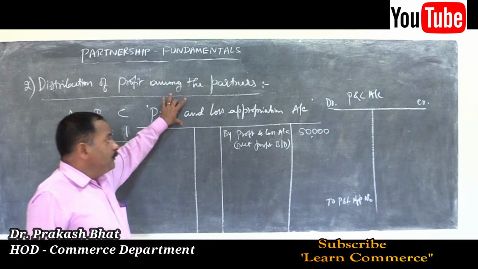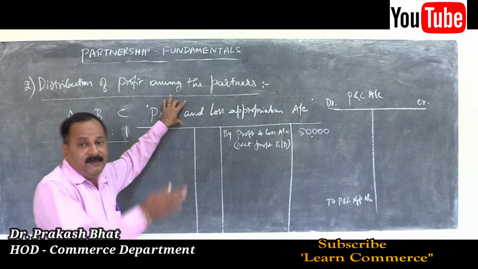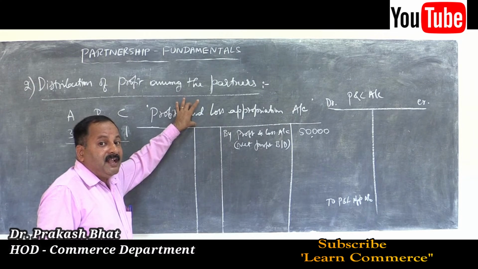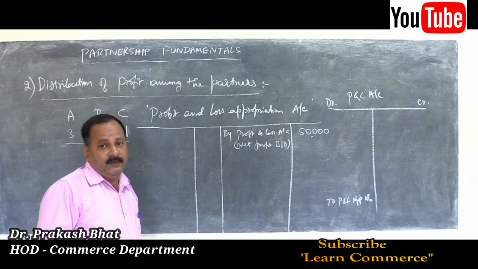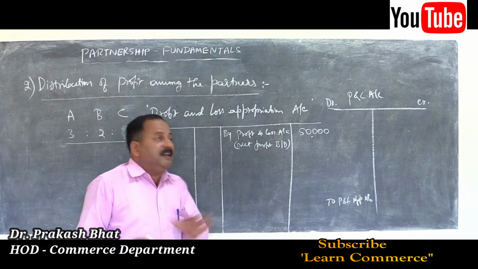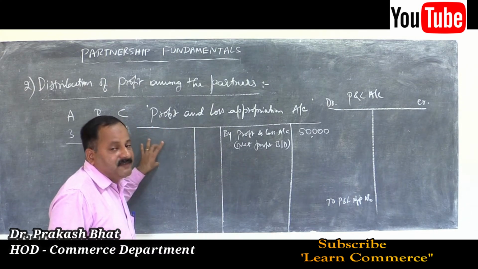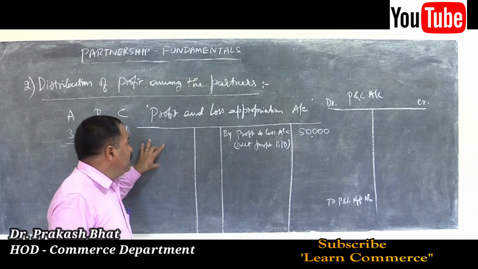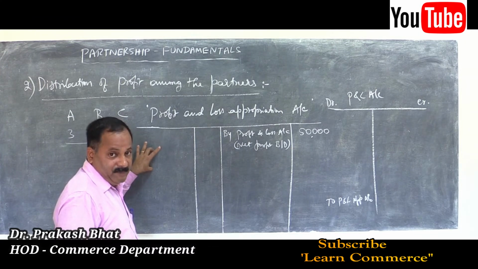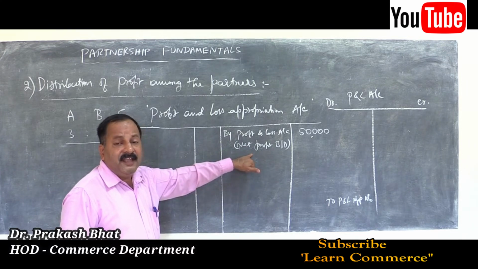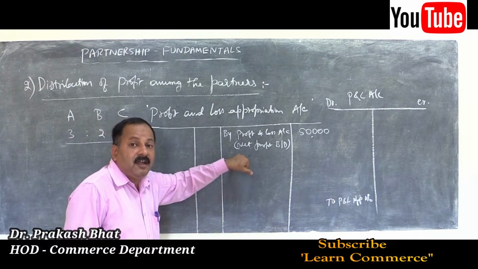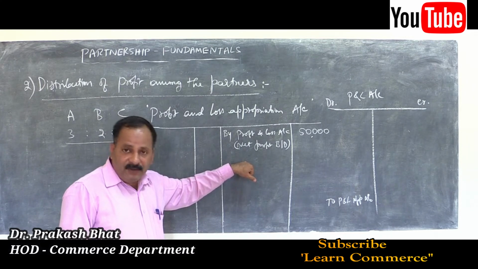Remember friends, the profit and loss appropriation account is the account of the firm, and not of the partners. So here we will record the income receivable by the firm and the amount payable by the firm. So any amount payable to the partners is an expense to the firm and should be recorded on the debit side. All the expenses should be entered on the debit side of the profit and loss appropriation account, because those are expenses for the firm. And any income, that is any amount receivable from the partners, is an income to the firm and should be recorded on the credit side of the profit and loss appropriation account.